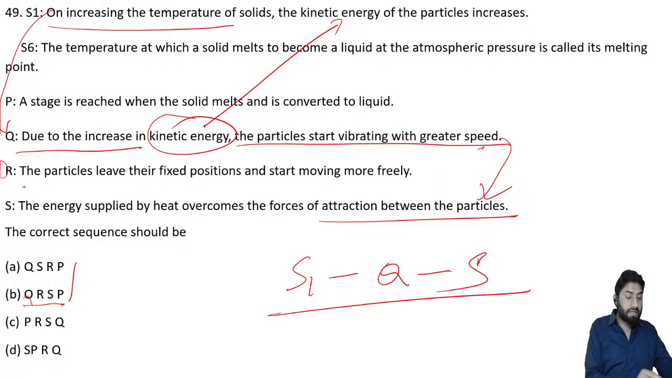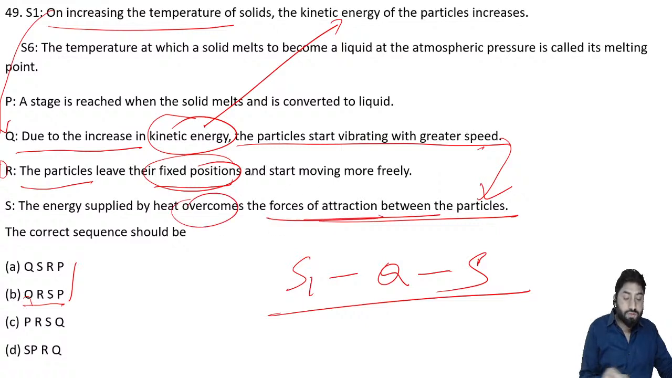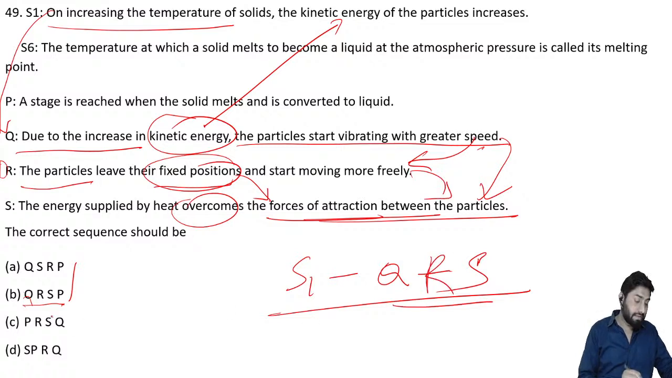See, उसके पहले the particles leave their fixed positions and then overcome the forces of attraction. So Q goes here and then comes here. So Q R and then S. And that's the B. No, QSR. This will not be in between. Q here. A. A is the answer, right? So go for the A. So 49 is the A is the answer.